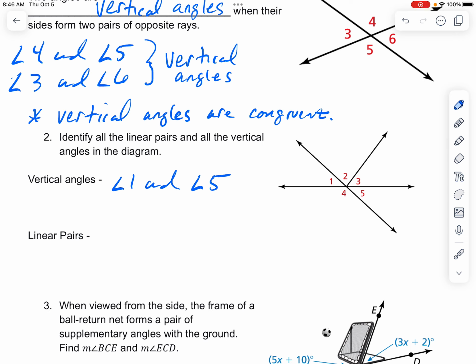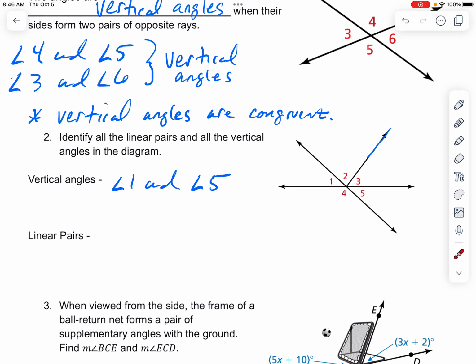Any of the other pairs, if you try it, they don't make an X, like people might think 2 and 4. If we look at angle 2 and 4, we can't make the X to get those angles. Angle 4 is a lot bigger than angle 2, right? Vertical angles are also congruent, so they can't be.